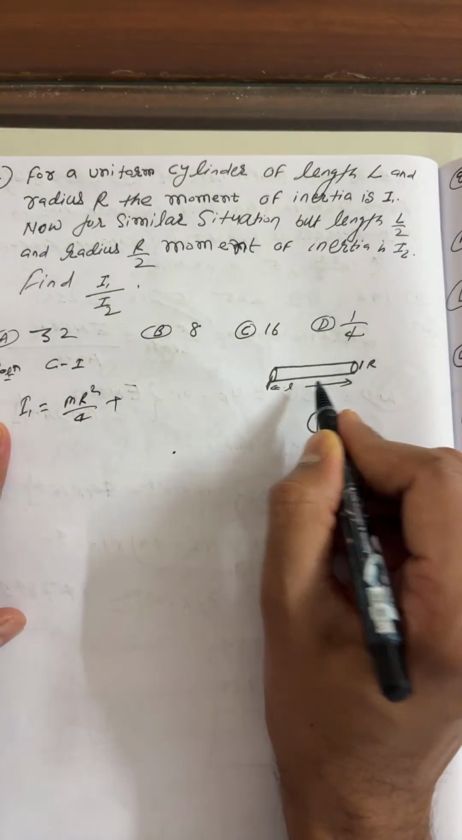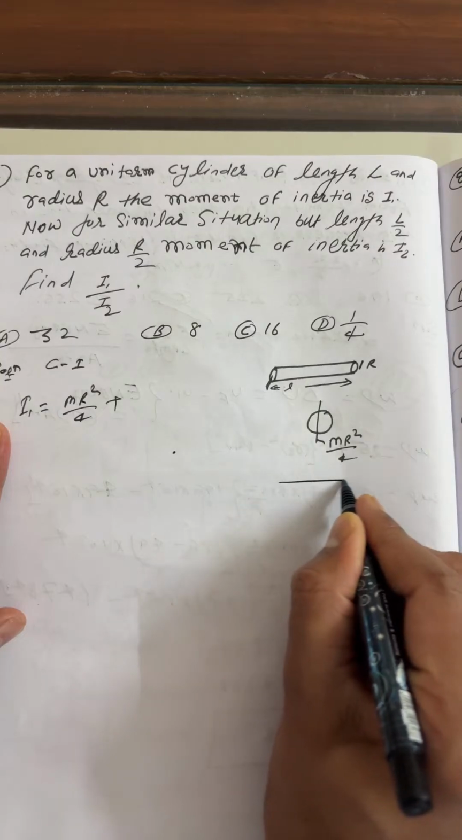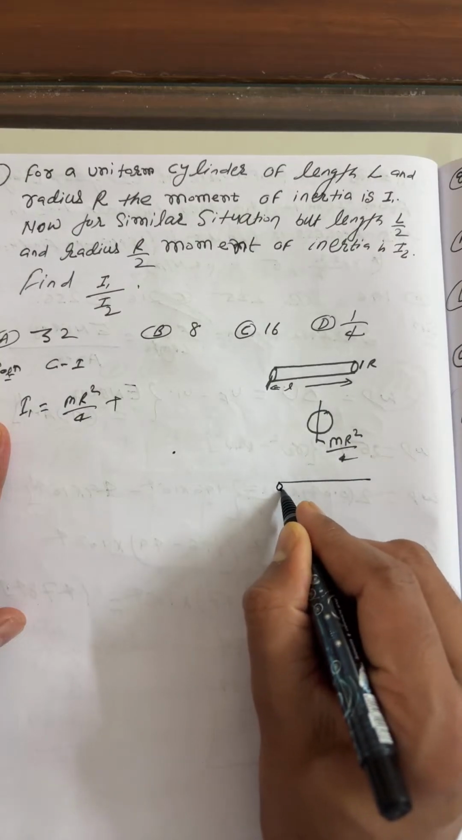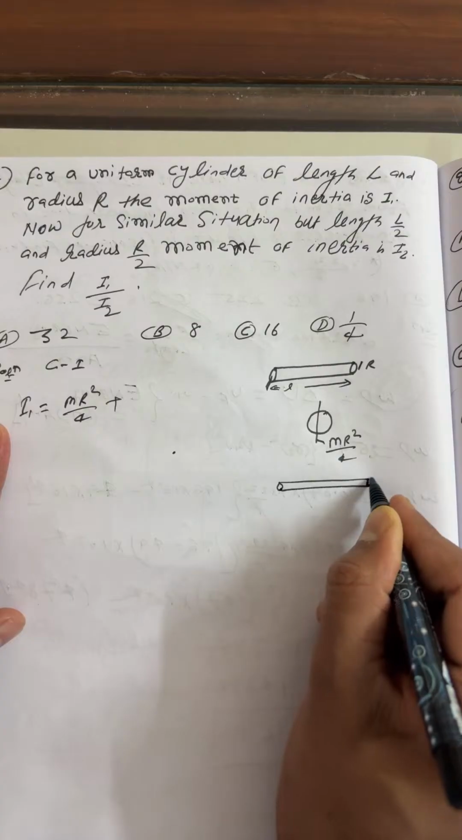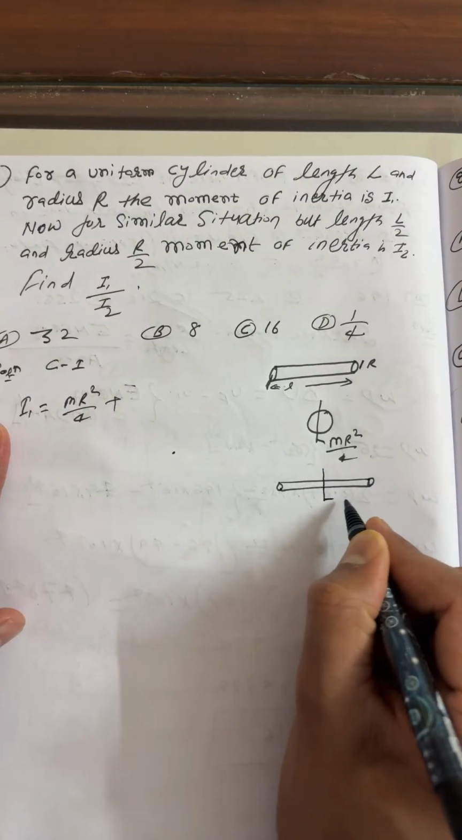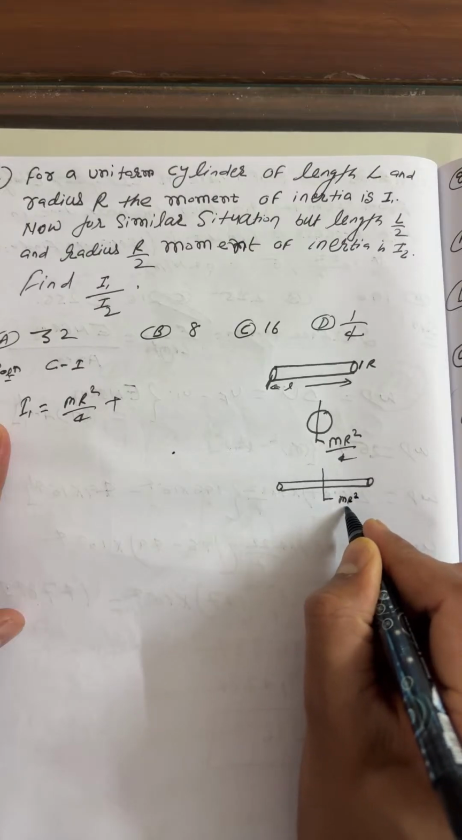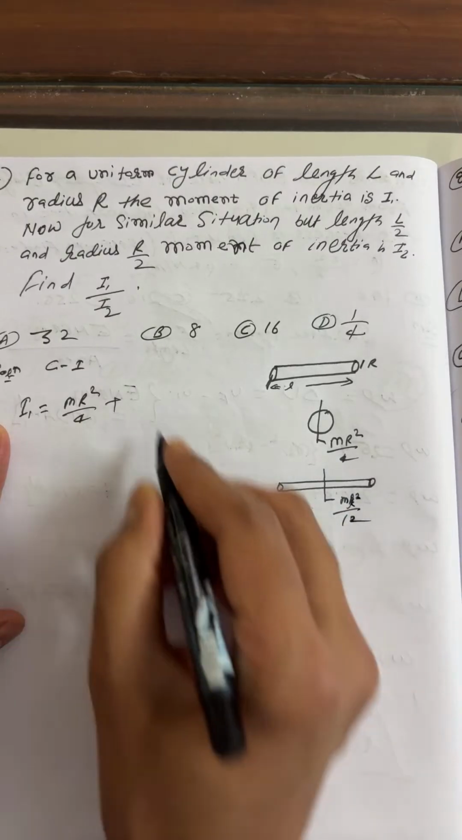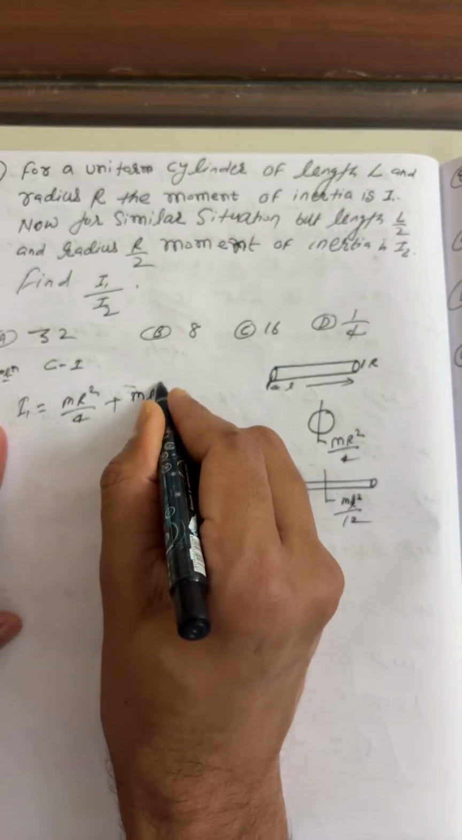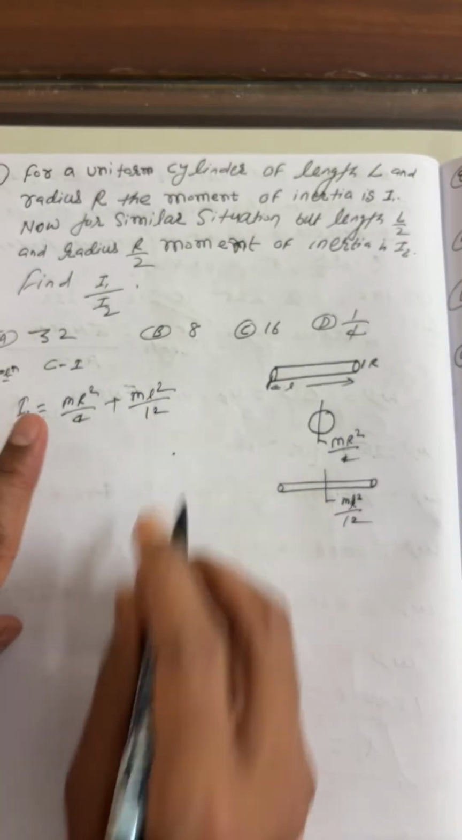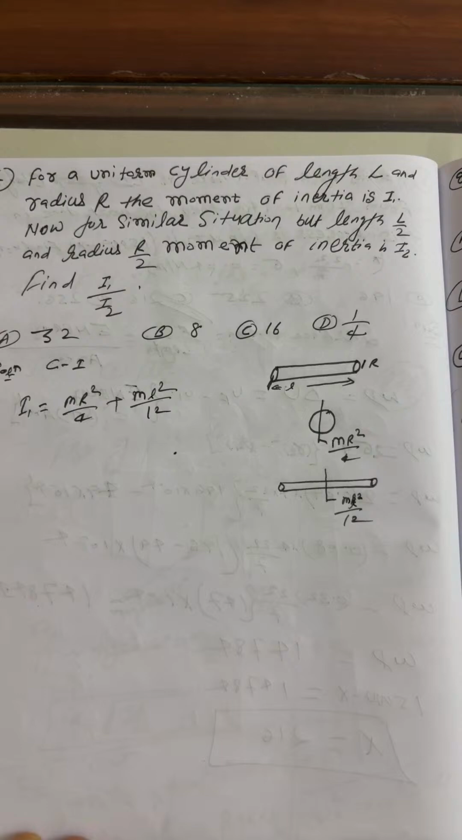Then beta, this is a rod. What is the moment of inertia of a rod about its midpoint? It is ML square by 12. But you don't know the value of the mass, right?